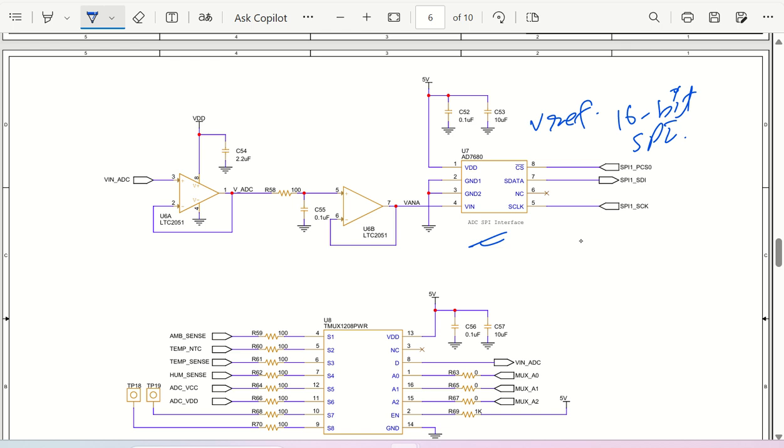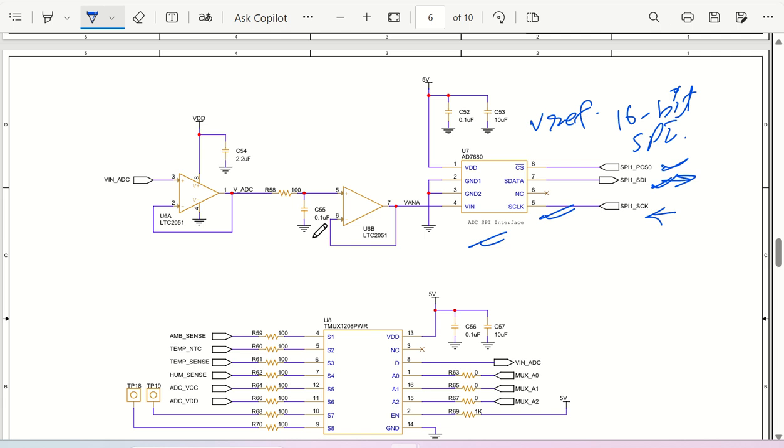What is happening is, chip select is coming from the microcontroller as SPI1 PCS0, and similar to that, SPI1 SDI, that is the input signal, going to your microcontroller. The ADC data will be going to the microcontroller, and this is my clock line from the microcontroller that is coming as a clock driver.